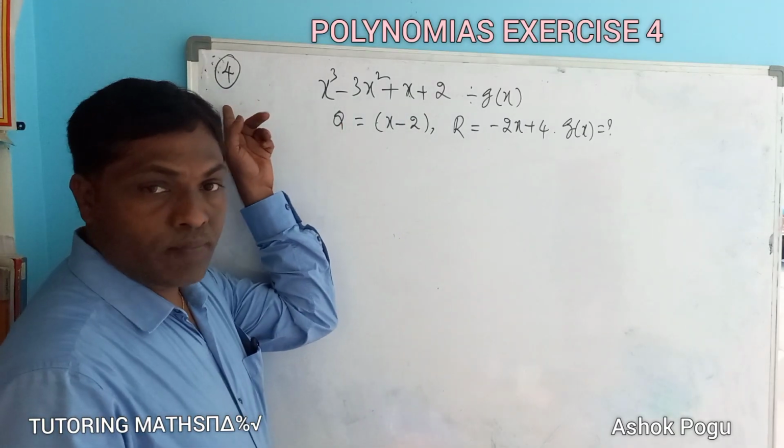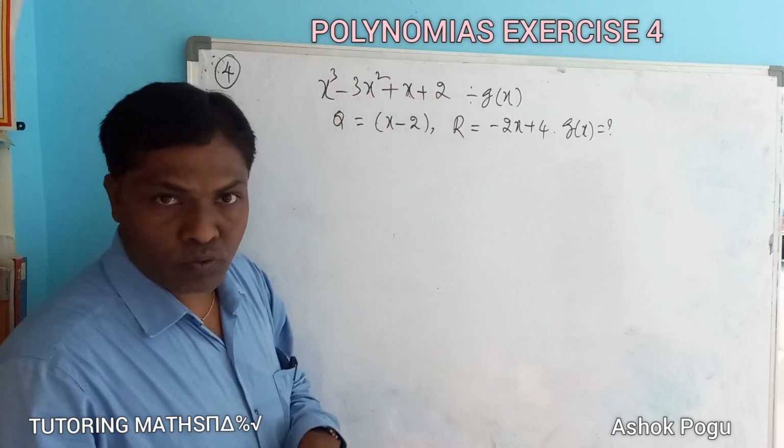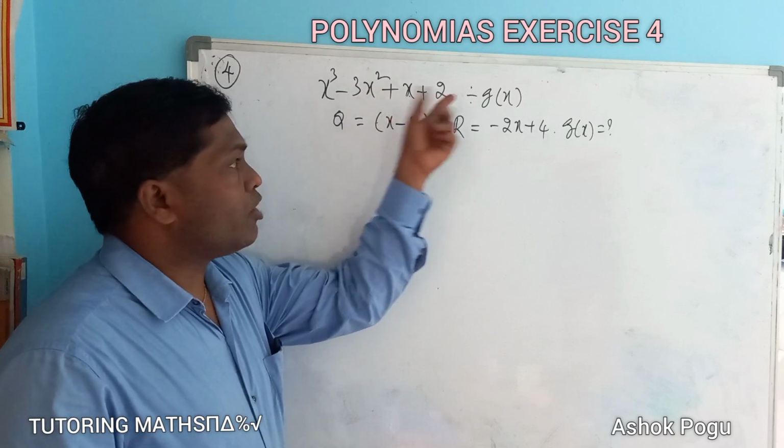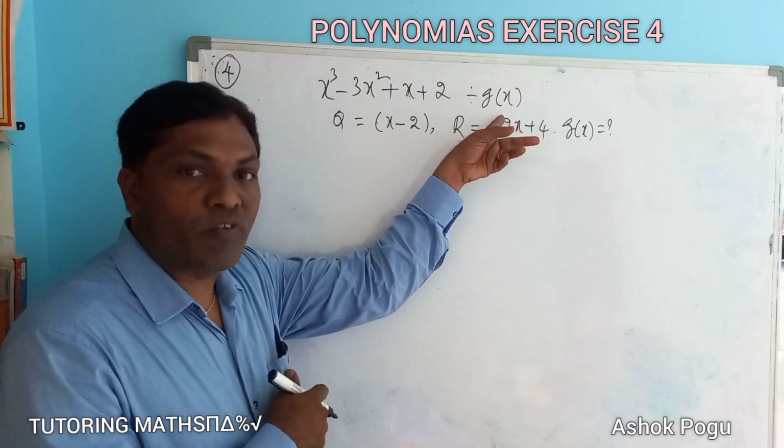That is the fourth question. Here the given polynomial is x cube minus 3x square plus x plus 2. We have to divide this polynomial by g of x. What is g of x? We don't know. That we are going to find actually.